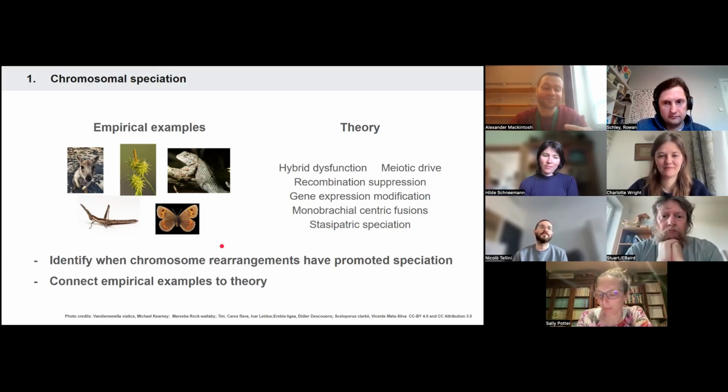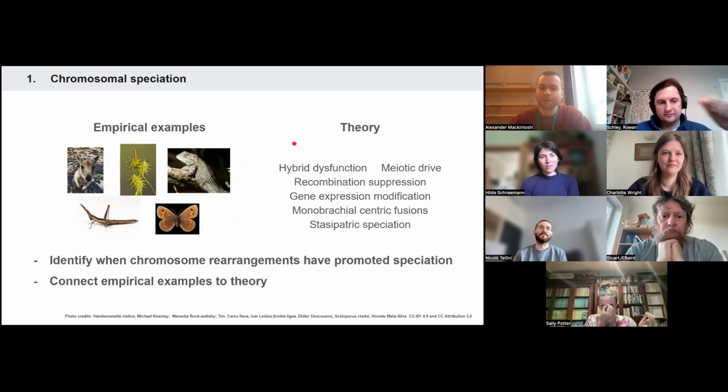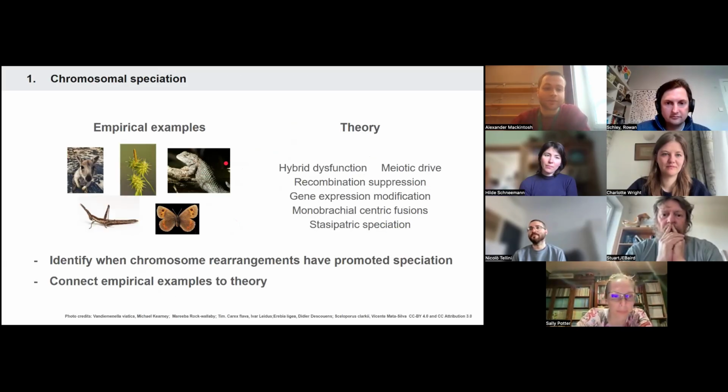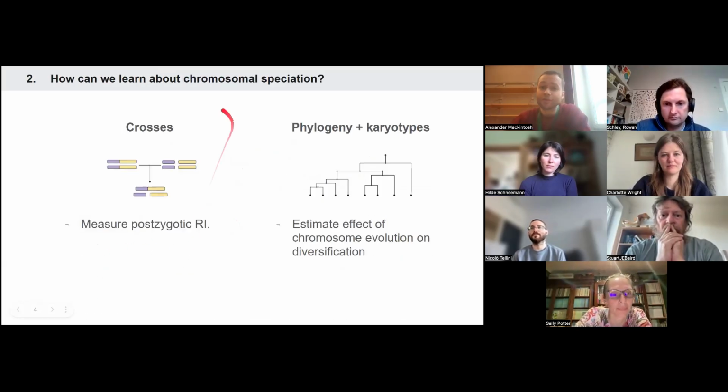An extra aim or a next step is to connect examples to theory, so we can really work out what is the role of chromosome rearrangements in speciation. Two traditional approaches for learning about chromosomal speciation, or trying to answer these questions, are to perform crosses or to analyze quite large phylogenies with karyotype information.